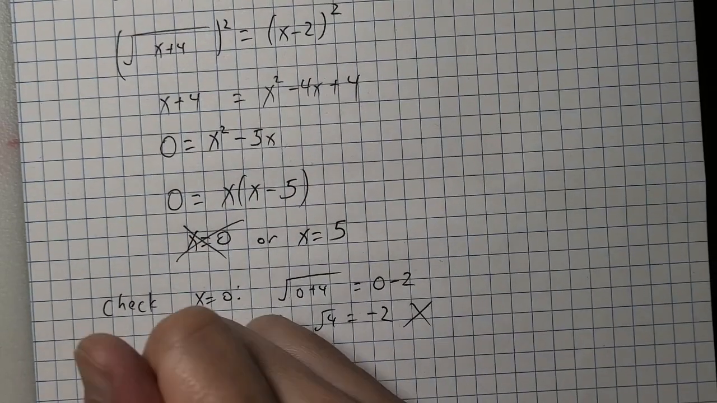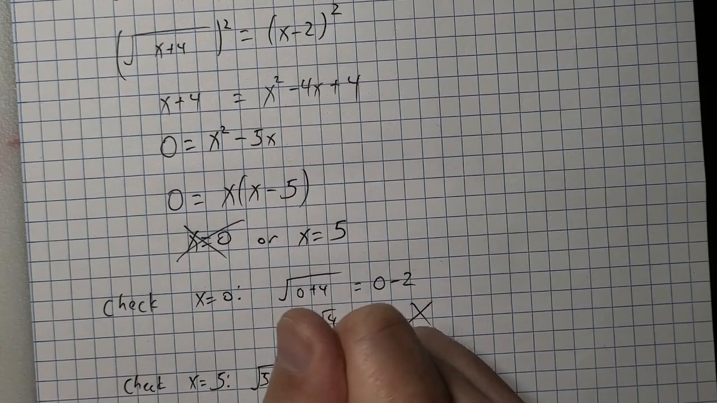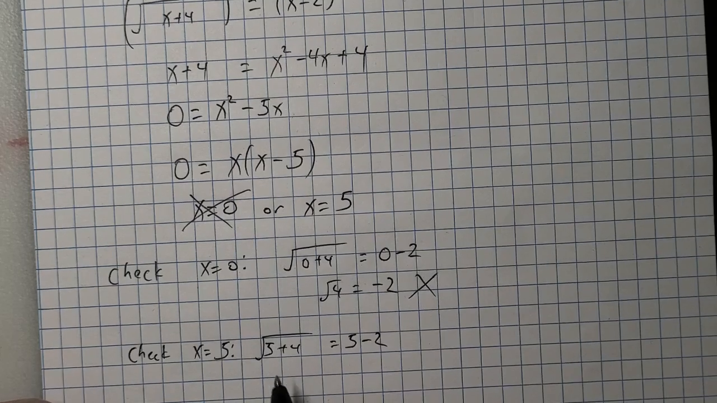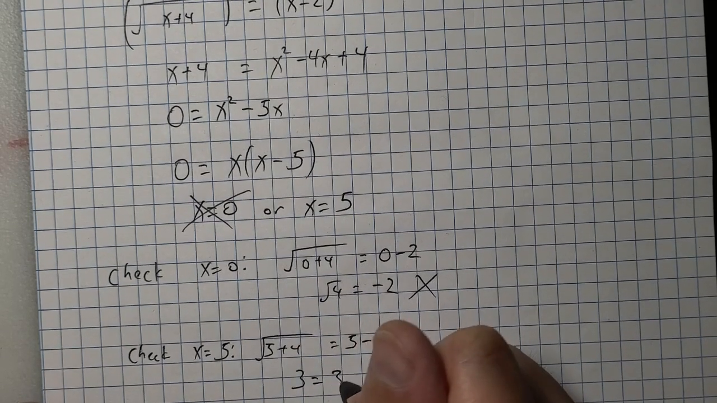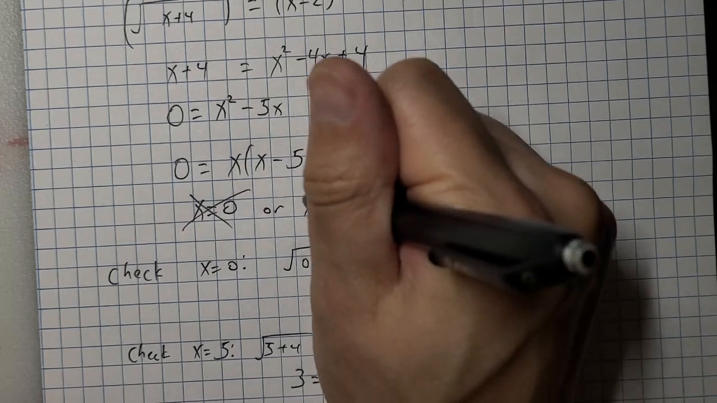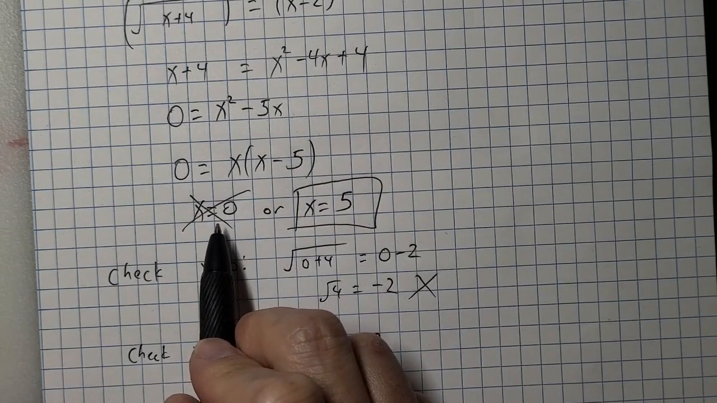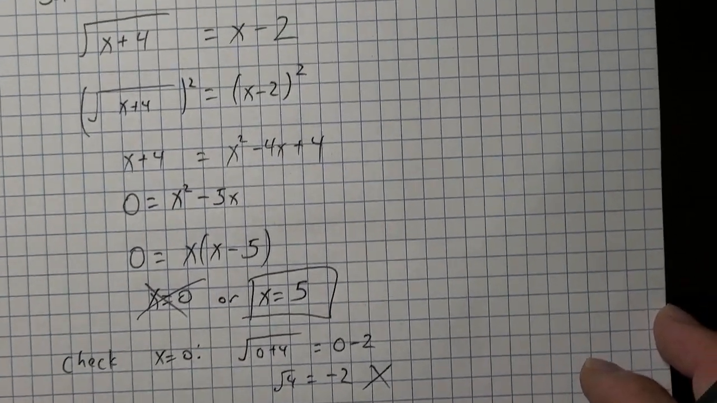Now let's check x is equal to 5 as well. We get square root of 5 plus 4 is equal to 5 minus 2. 5 plus 4 is under the square root, so we get 9, and the square root of 9 is 3. So 3 is equal to 3. Check. So x equals 5 is our only solution. x equals 0 is an extraneous solution. This is how we typically go about this.